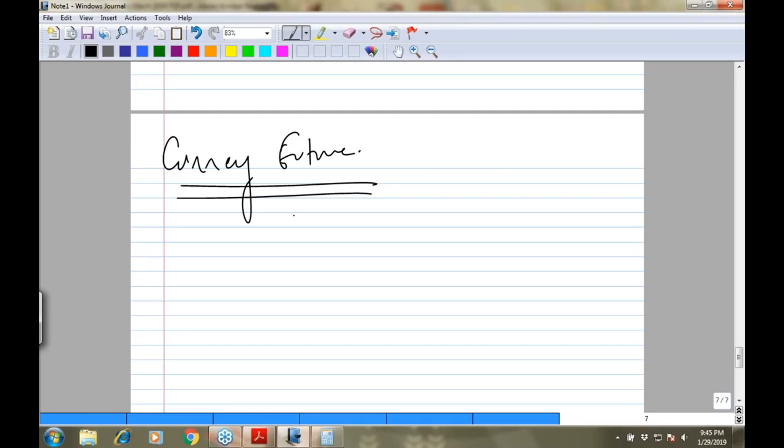So if I talk about currency futures, now let's talk. First of all, there are a few steps which you need to follow for currency futures. And what are those steps? Let's just try to understand.